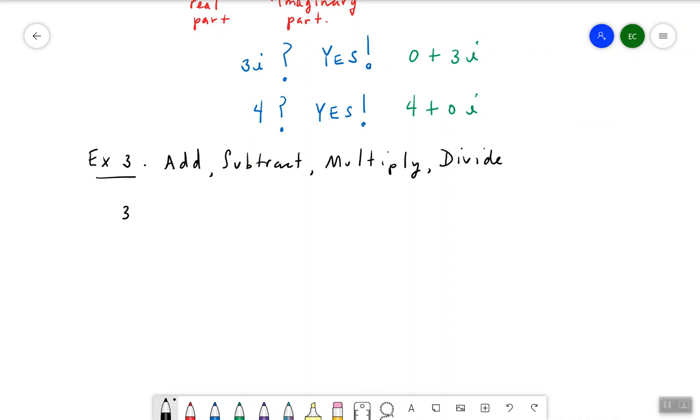And so the first example will be 3 plus 2i plus 9 minus, I don't know, how about 7i. Okay, so we're adding 2 complex numbers. The first complex number is 3 plus 2i. The second complex number is 9 minus 7i. You might be able to guess how we're going to do this. We're going to combine the real parts. 3 plus 9 is 12.